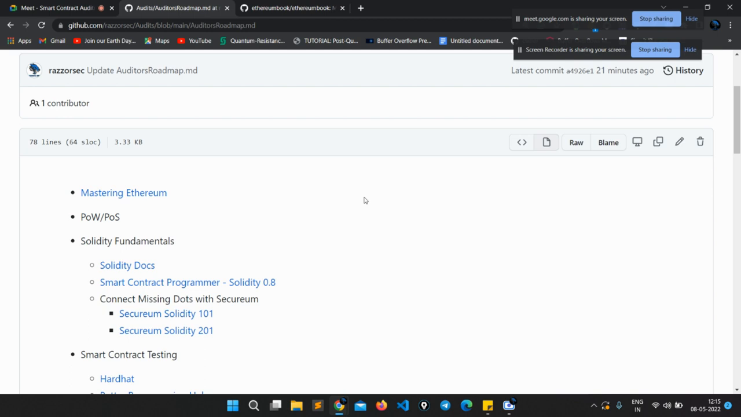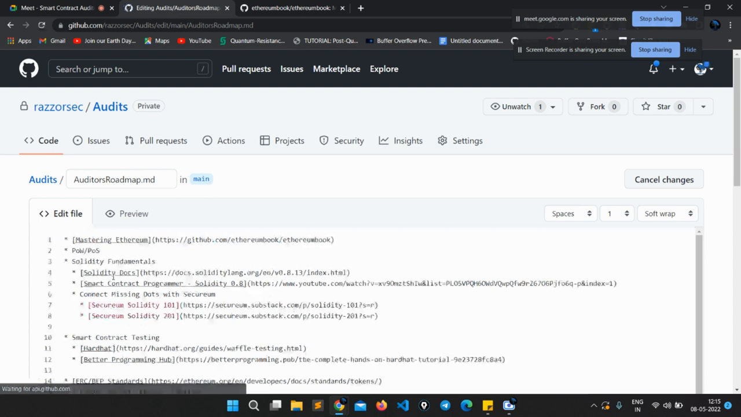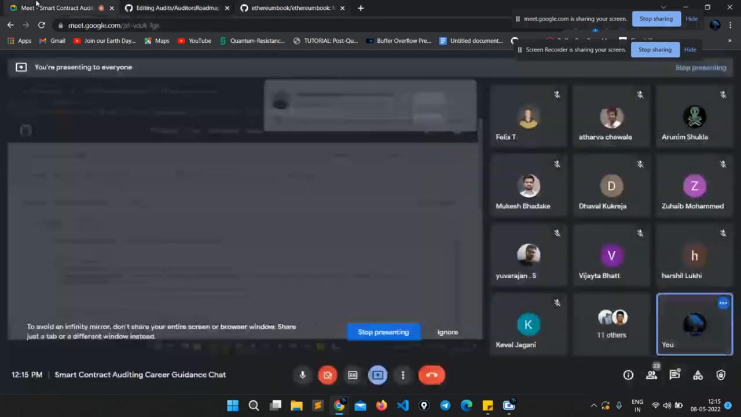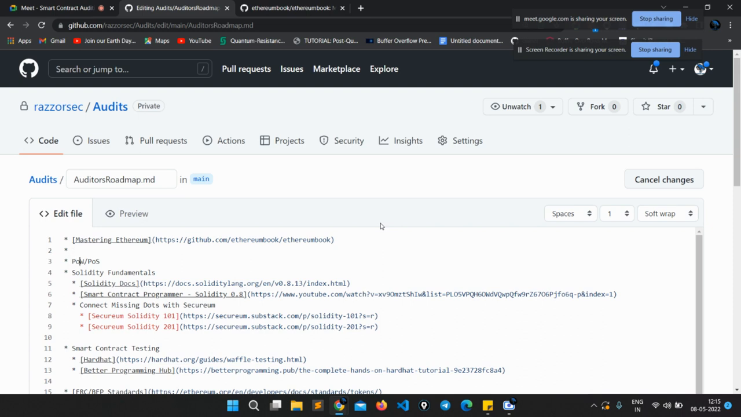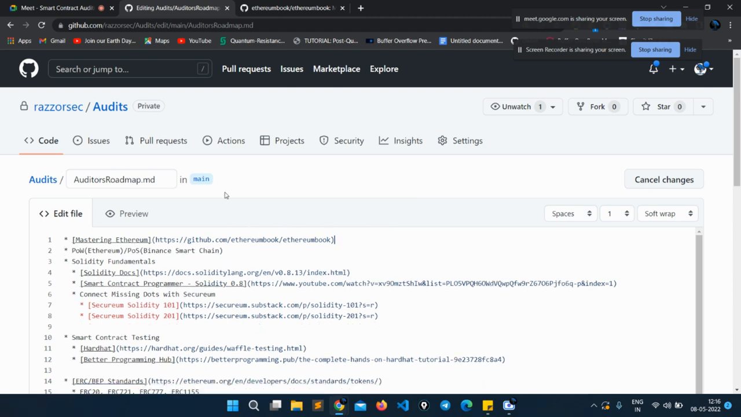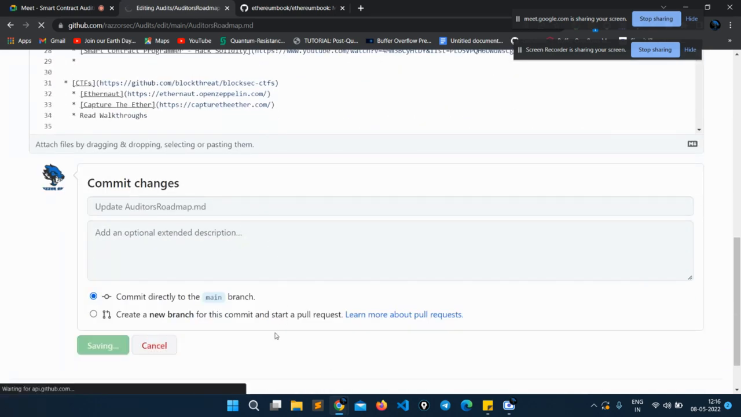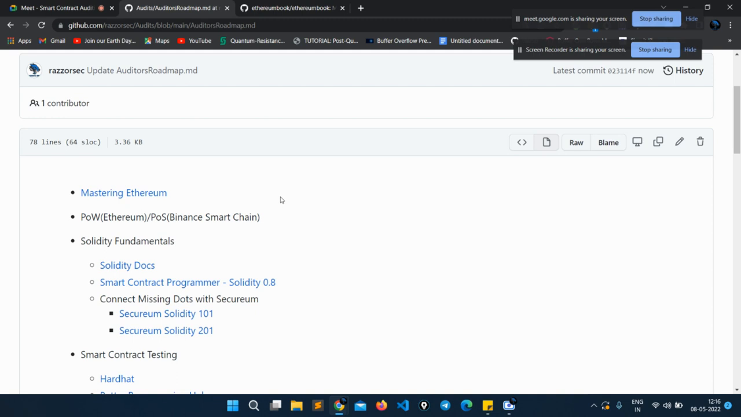Nope. Just stick to Ethereum and Binance, right? So let me just write it down. Stick to Ethereum and Binance here, because you don't need to run everywhere, right? So proof of work for Ethereum, I would say. Write proof of stake for Binance Smart Chain. Right. So you need to have knowledge of these two chains, like how do they work? Just as simple as that. How do they work? That's enough, right?